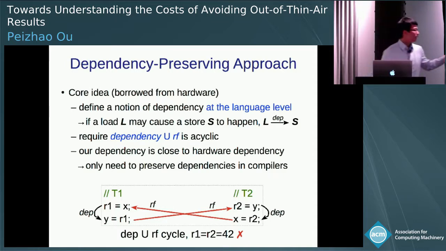As a result, the previous problematic execution would be disallowed because there would be a cycle in the dependency and reads-from relationship here.